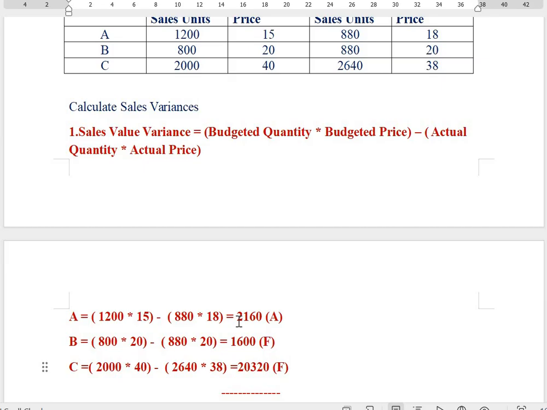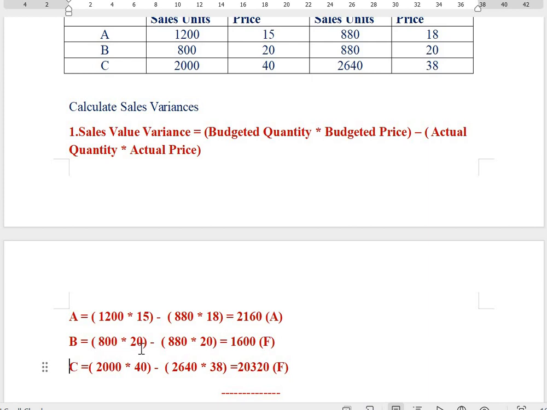Whenever we get the answer in plus, we call it adverse. Whenever we get the answer in minus, we call it favorable. Because sales is always revenue, the actual should be more than the budget for it to be favorable. Whenever budgeted is more than actual, we call it adverse.